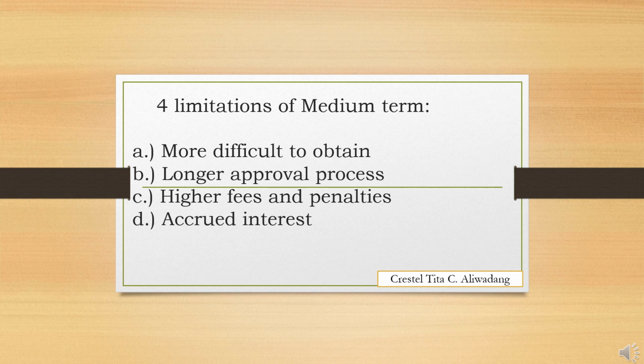The third one is higher fees and penalties. Some forms of medium-term finance may also come with high fees and penalties. They may consist of origination fees, which include the cost which the lender incurs due to the processing of the information related to the borrower. And lastly, accrued interest. Medium-term finance may also result in high accrued interest for the borrower, and it depends on the interest rate of finance.